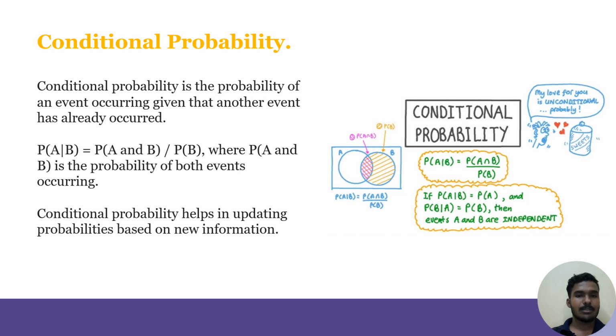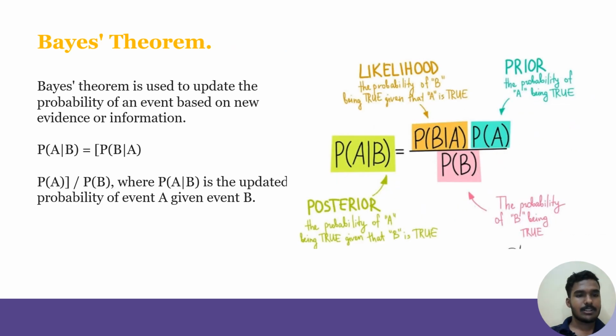Next is conditional probability. Conditional probability is the probability of an event occurring given that another event has already occurred. P(A given B) equals P(A and B) divided by P(B), where P(A and B) is the probability of both events occurring. Conditional probability helps in updating probabilities based on new information. Bayes theorem is used to update the probability of an event based on new evidence or information.